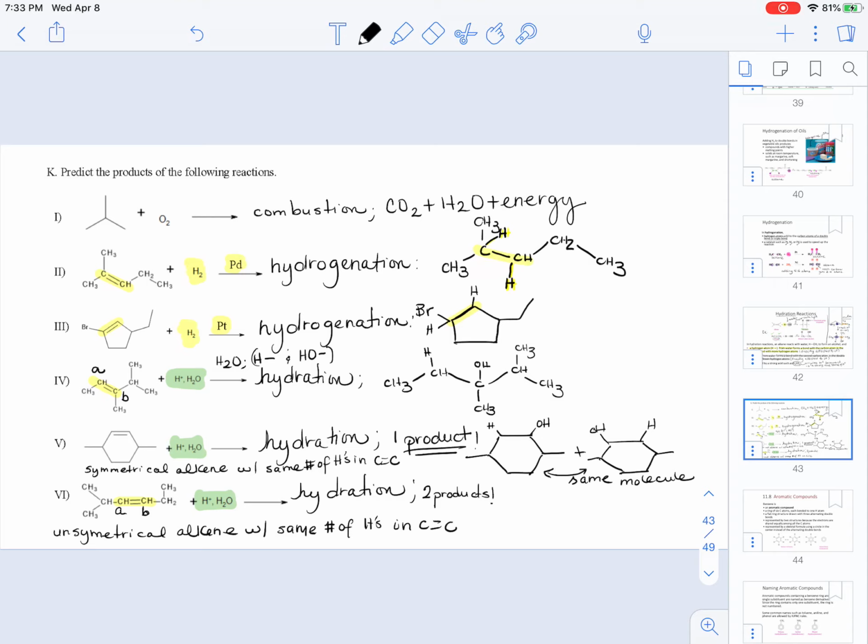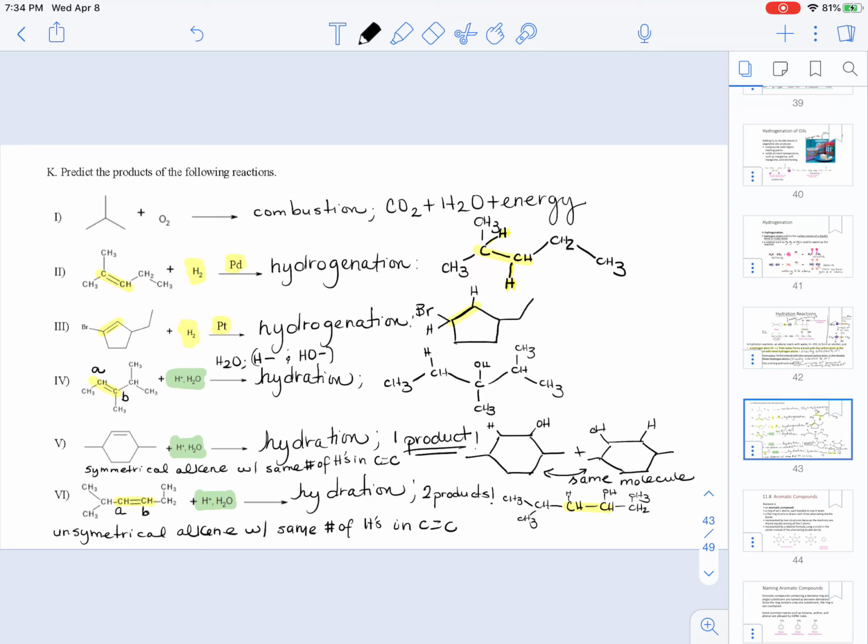So now I'm going to write the products of that reaction. So the first product is going to be CH3 bonded to CH, that is also bonded to a CH3. That CH is bonded to another CH, which is bonded to another CH, and that CH is bonded to a CH2, which is bonded to a CH3. So these are the carbons that were attached to each other through the double bond. Now, in this instance, this is going to receive the H, this is going to receive the OH.